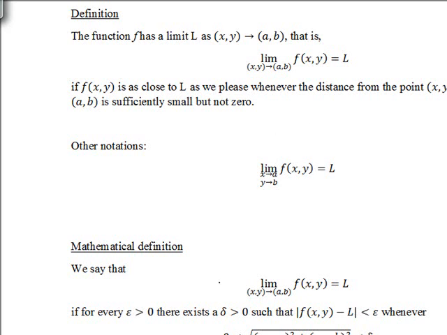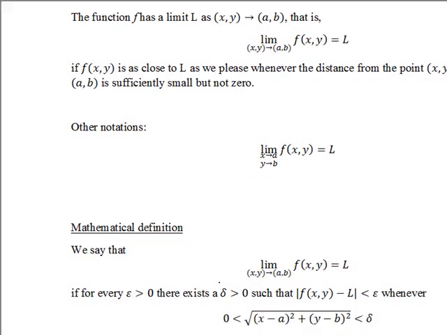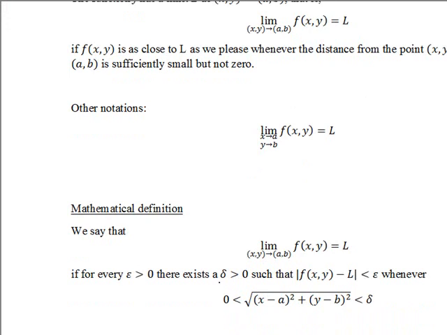Now let me give you the mathematical definition. It's a very difficult definition. We will only use it once. I will just do one example and leave it alone because it's very difficult. We say that this limit is equal to L if, remember this epsilon thing? Some of you may not have seen it, but I know my students saw it. If for every epsilon greater than 0 there exists a delta greater than 0, such that the absolute value of f of (x, y) minus L is less than epsilon whenever this holds.